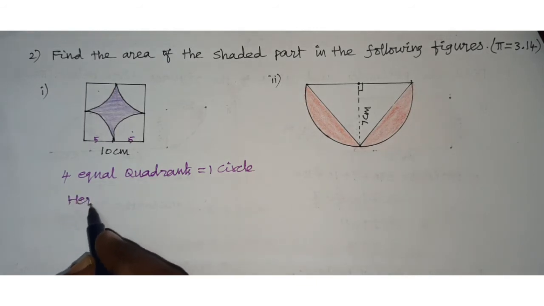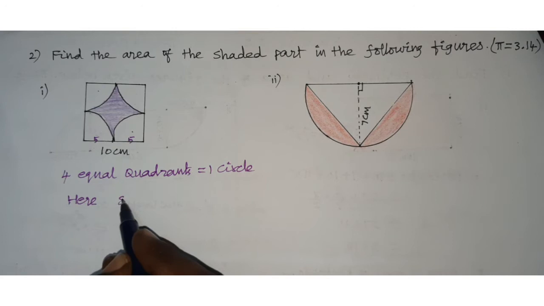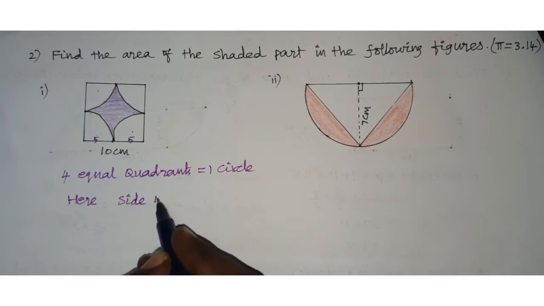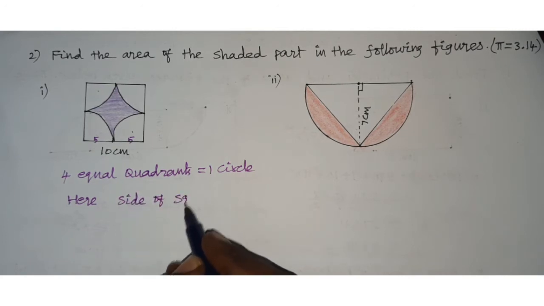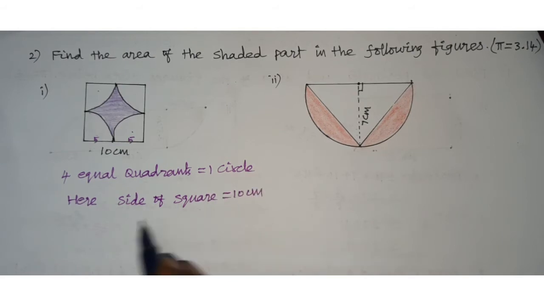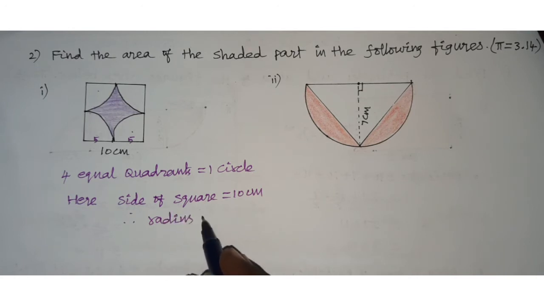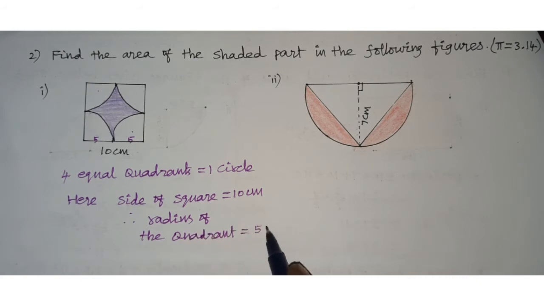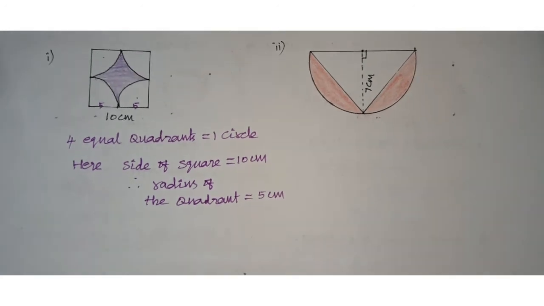Here side of square equal to 10 centimeter. Therefore, radius of the quadrant equal to 5 centimeter. Okay. So now we have found all the required values.